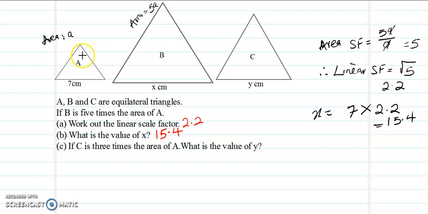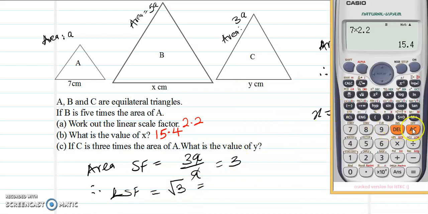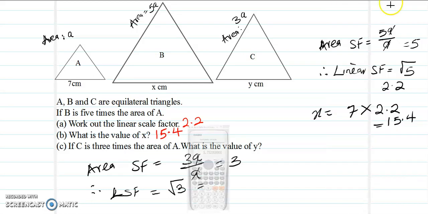Now the next question says, if C is 3 times the area of A, what is the value of y? Now C being 3 times the area of A, that means if the area of A is small a, the area of C will be 3a. Now from here I can find the area scale factor, which gives me 3a divided by a, and that gives me 3 as the area scale factor. So from here I can now find the linear scale factor, which simply means the square root of the area scale factor. So the square root of 3 gives me 1.7 to 1 decimal place.